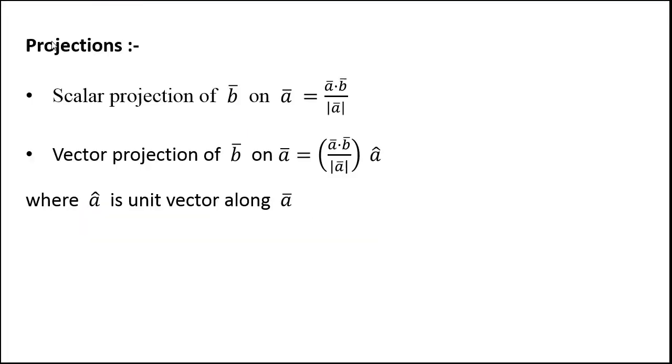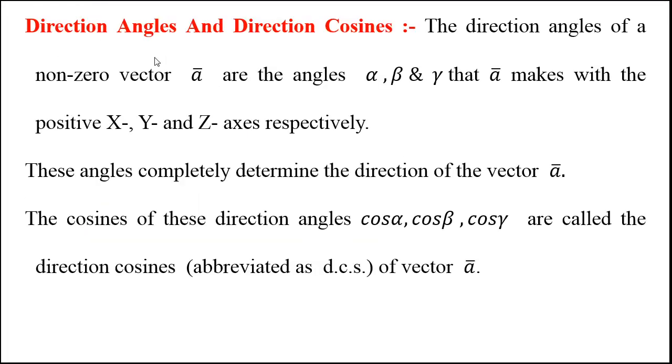Then after projection, we move to define one term. This term is direction angles and direction cosines. In plane geometry, two-dimensional geometry, we have studied concept of inclination of a line, slope of a line. So this concept is a little bit similar to the inclination of line. First we define direction angles of a vector. So let me draw one figure here.